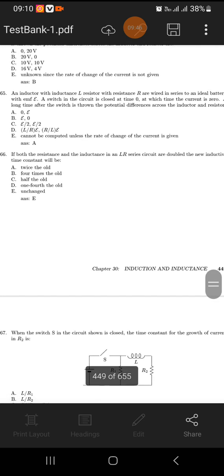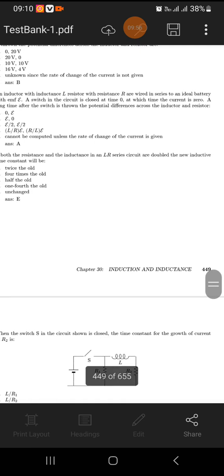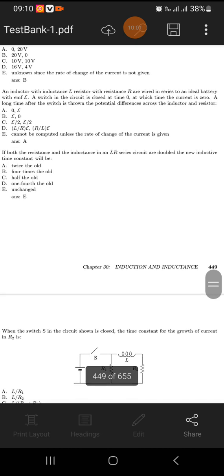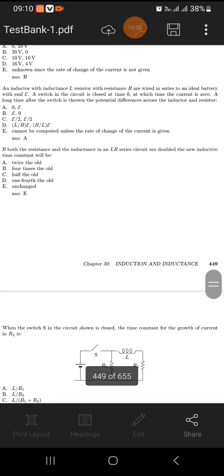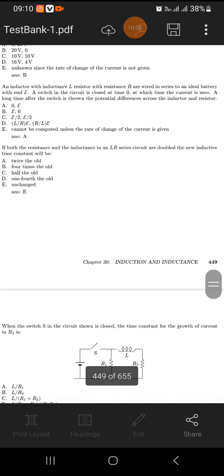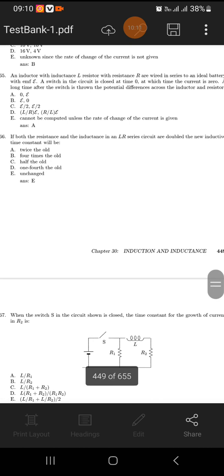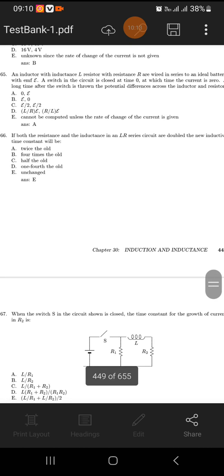An inductor with inductance L and a resistor with resistance R are wired in series to an ideal battery with EMF E. A switch in the circuit is closed at time 0, and at which time is the current 0? A long time after the switch is closed, the potential difference across the inductor and resistor is what? It's A. It's 0 and E.